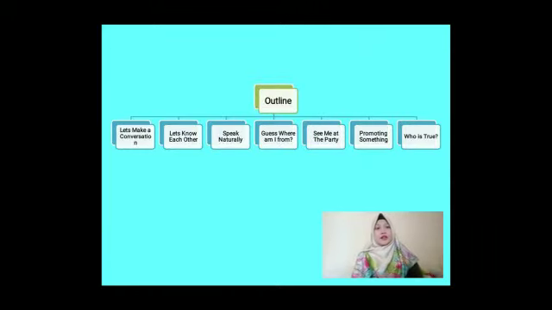Before I review the book in detail, first, I want to tell you the outline of this book. The first is how to make a conversation. The second is how to know each other. The third is how to speak naturally. The fourth is guess where someone comes from, and the fifth is how to express oneself when at a party, and the sixth is promoting something, and the seventh is how to be a debater.